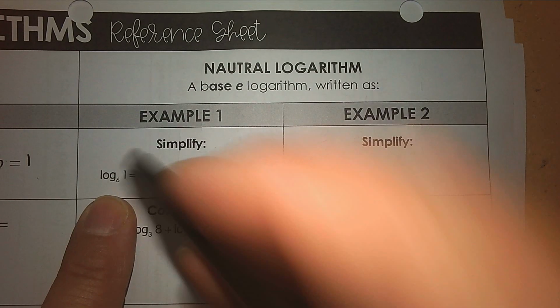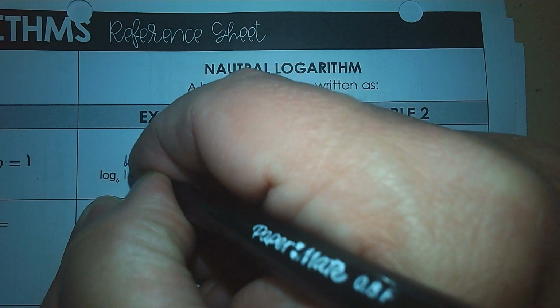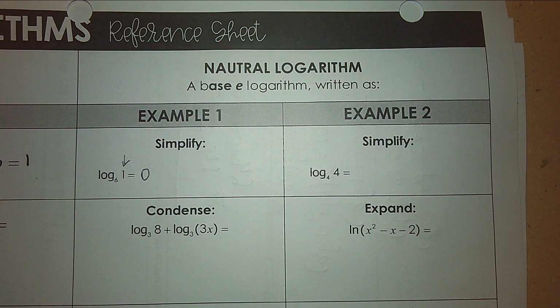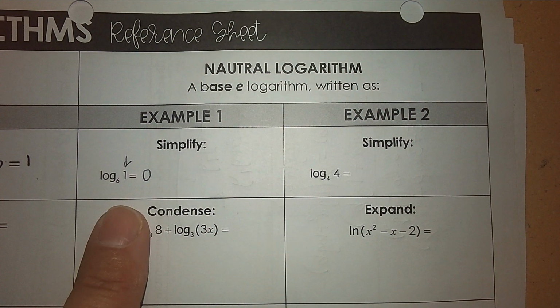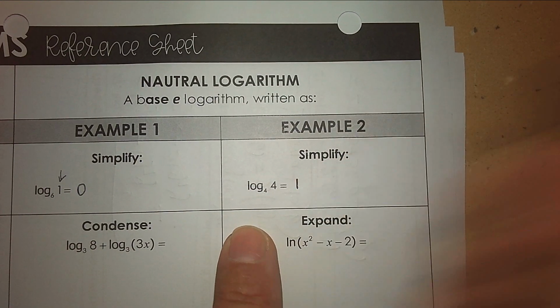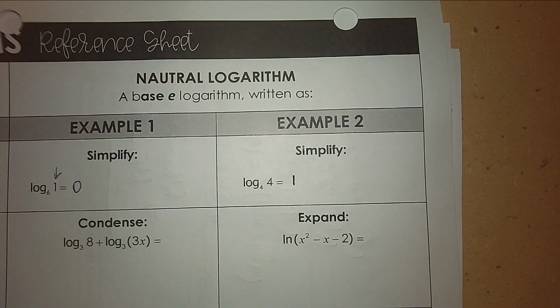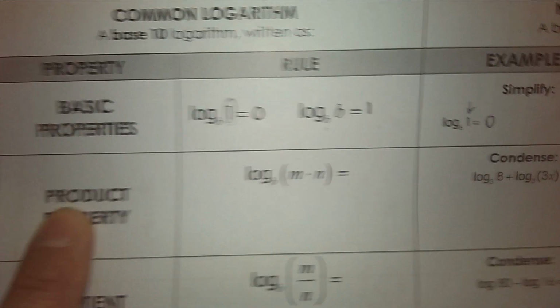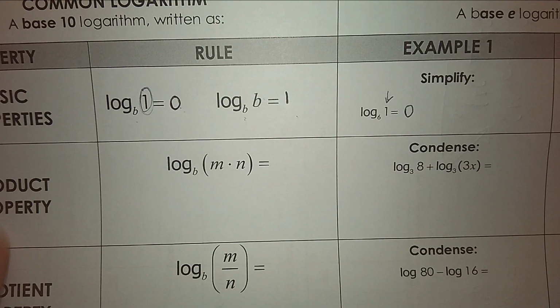Here's some examples. If I see a 1 inside the logarithm, the answer is 0, and I don't look at the base. It doesn't matter how ugly the base looked or how nice it looks. A 1 inside means the answer is 0. Here, what happens when they match? What's the answer? Done.